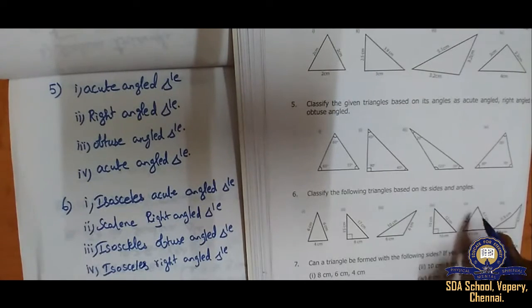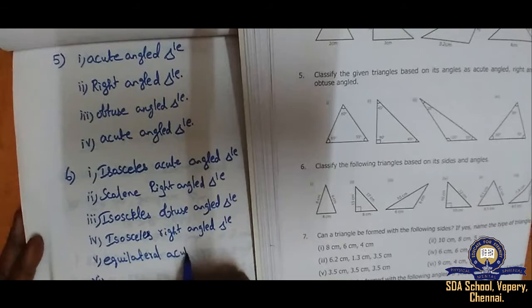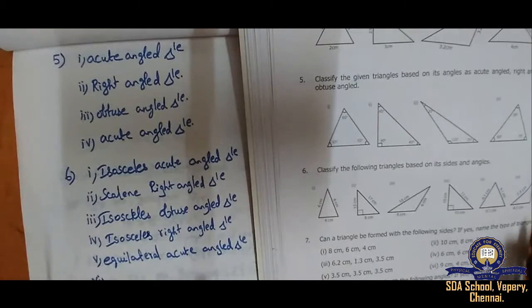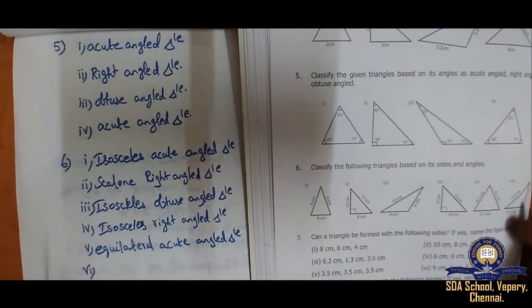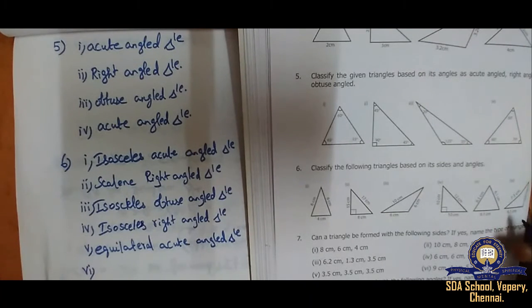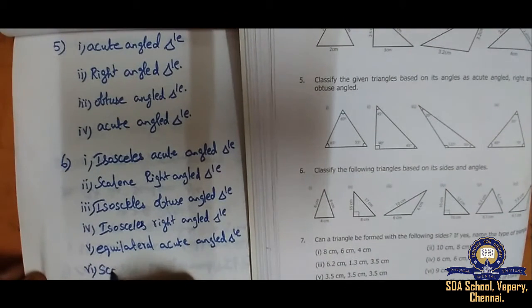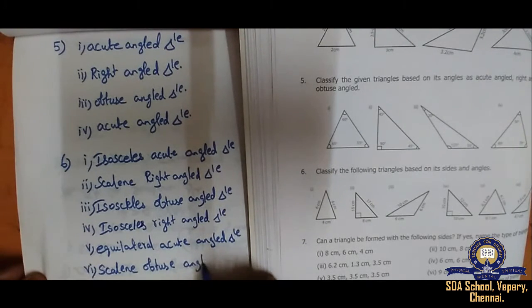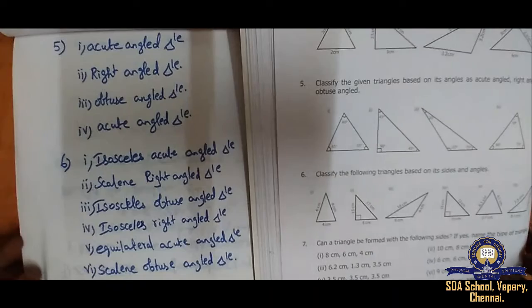So it is equilateral. Which angle is it? Acute angle. So you can write equilateral acute angled triangle. Clear? Next question. 4.1, 4.6, 7.3. All sides are different and the diagram shows that it is obtuse. So you have to write: all sides are different, so scalene obtuse angled triangle. Clear? Up to this you have to copy down in your textbook.